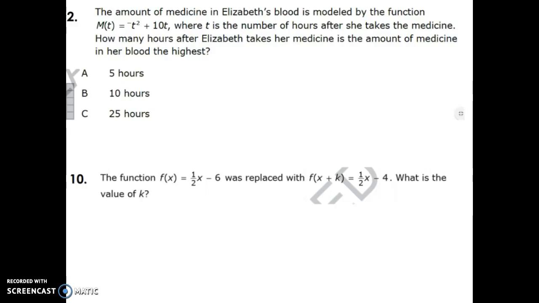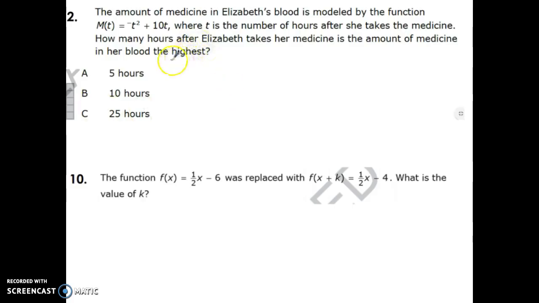Okay, the amount of medicine in Elizabeth's blood is modeled by the function m of t is equal to negative t squared plus nt, where t is the number of hours after she takes the medicine. How many hours after Elizabeth takes her medicine is the amount of medicine in her blood the highest?